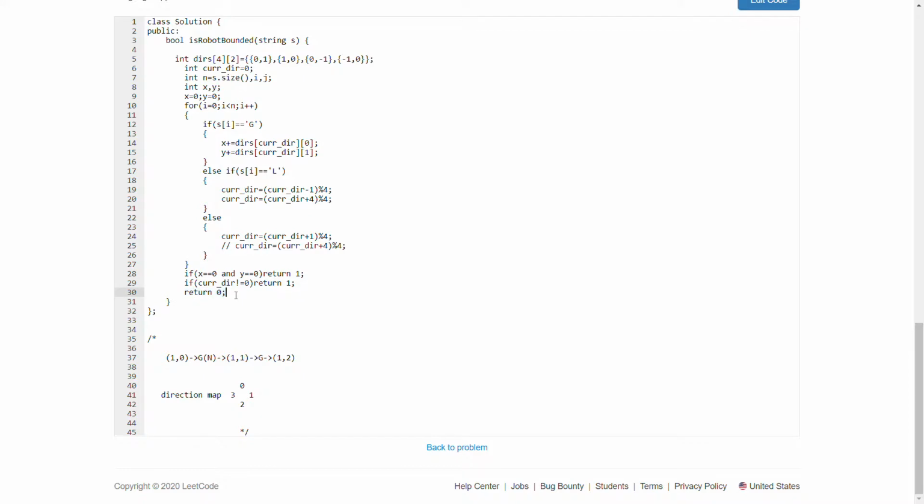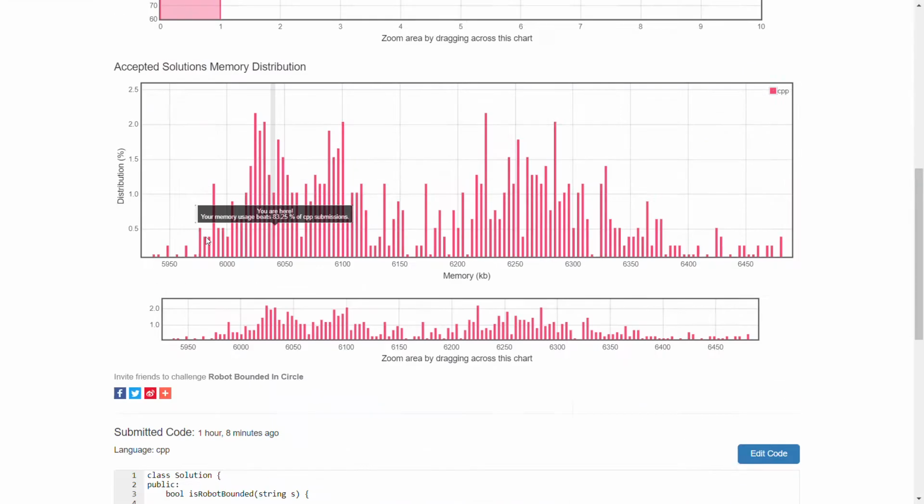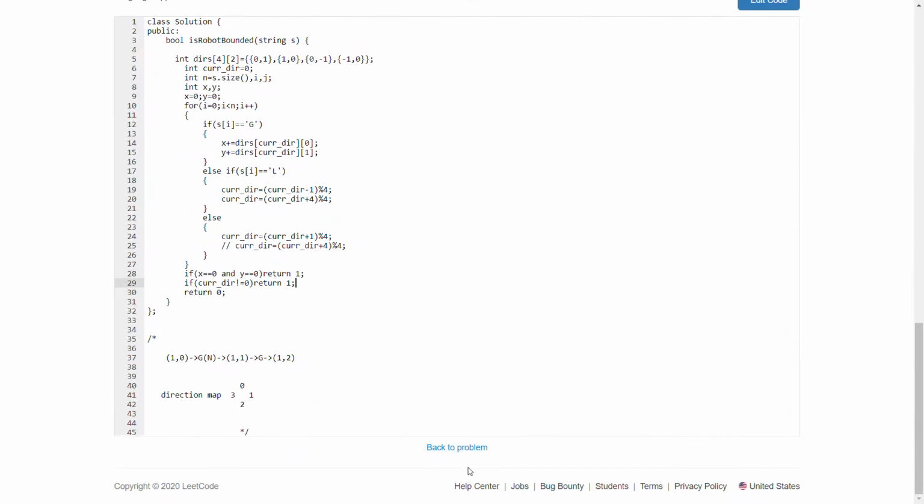What does that mean? So yes, you are not at 0, 0, you have displaced, but your direction hasn't changed. That means you would infinitely go in some direction. So that's why I'm returning 0 here in line number 30. And what if your direction has changed? So that means your direction would change in every iteration actually, isn't that? I think that makes sense.